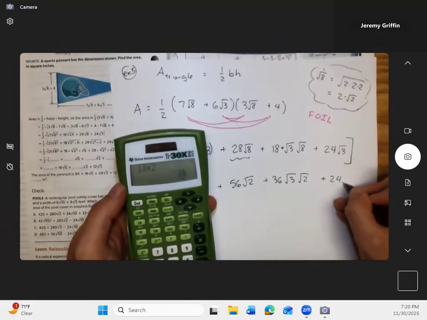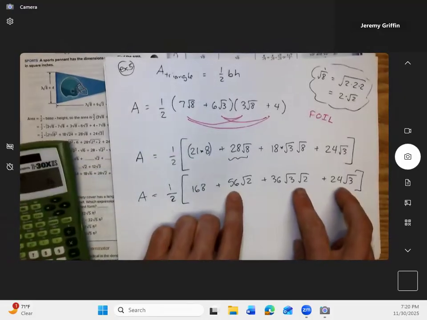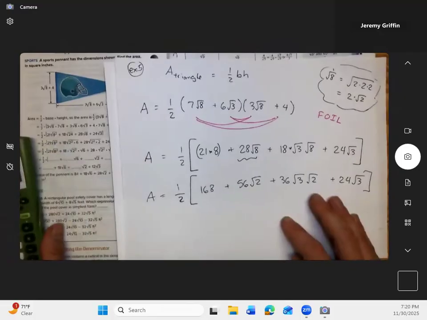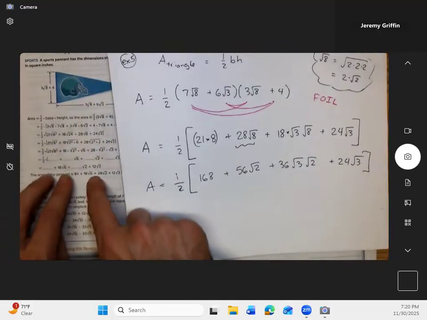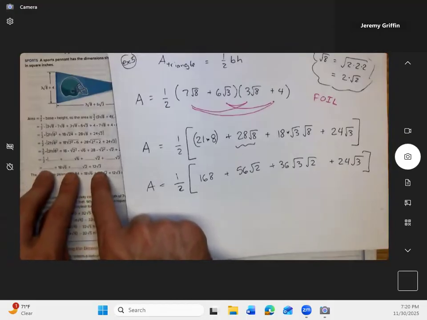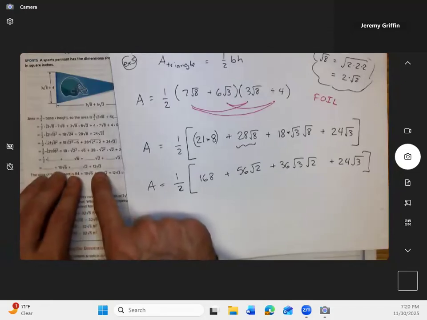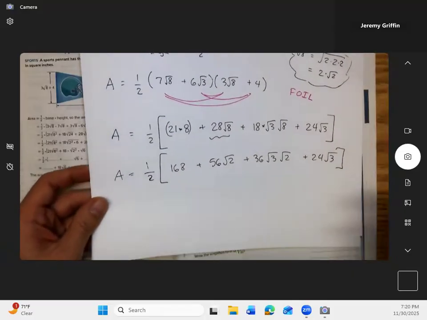Plus 24 root 3. I'm really tempted to say, I'm seeing these root 2s and these root 3s floating around. Could I somehow combine these? I really want to, but I don't think it does. Actually, going over their answer, it looks like they're adding different terms together. So root 6, root 2. They got 4 terms in their answer, and I have 1, 2, 3, 4 terms basically once I distribute the 1/2, which we can do right now.